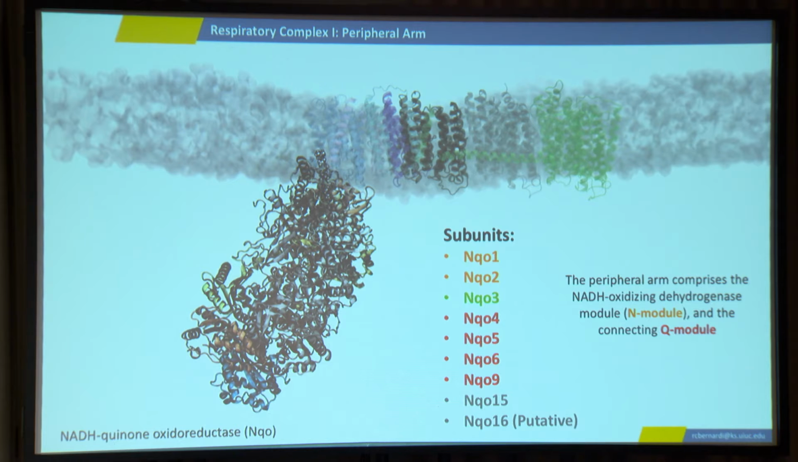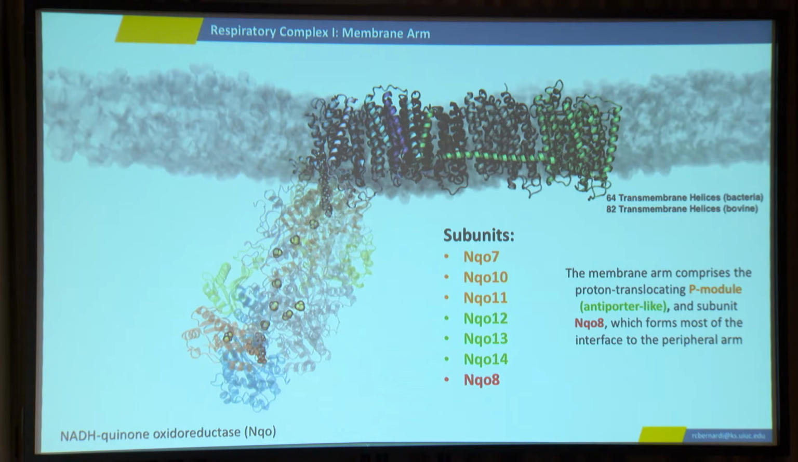So this is how the structure is divided. You have a peripheral arm where a chain of reactions occurs. I'm going to show you a little bit more. This peripheral arm comprises the NADH oxidizing step and the quinone module. And then you have the membrane arm where the proton transporters work. Some of these proton transporters are actually antiporter-like transporters. So if the channel is deactivated, they can also work as an antiporter, transporting sodium to the inside of the cell and a proton to the outside.